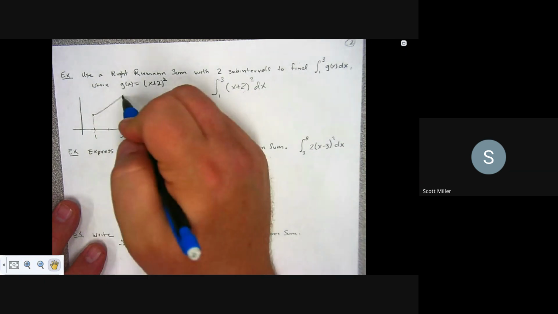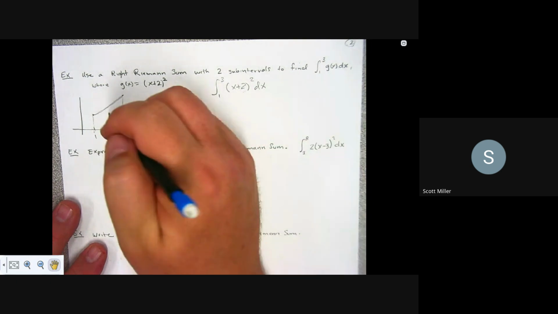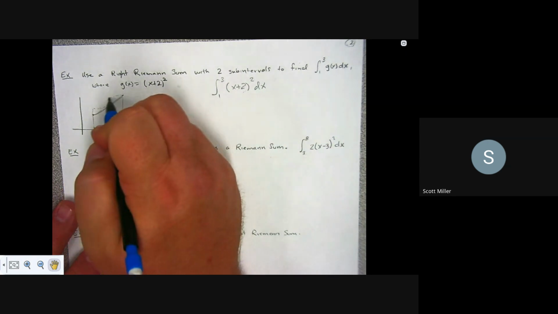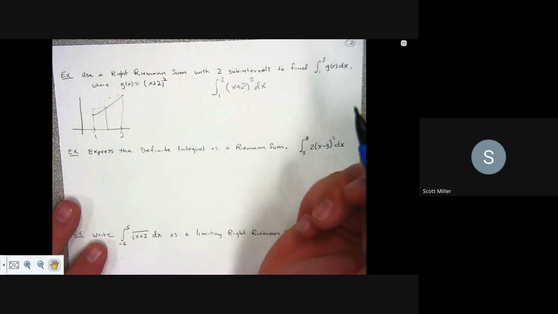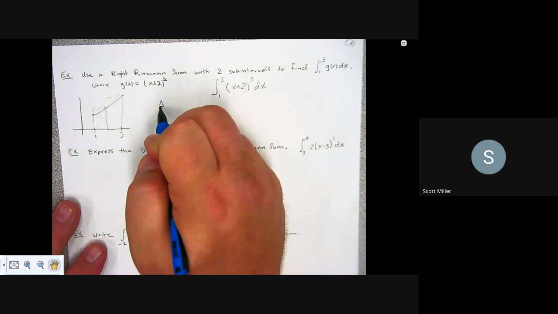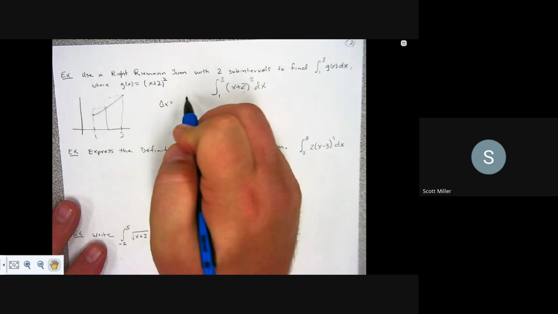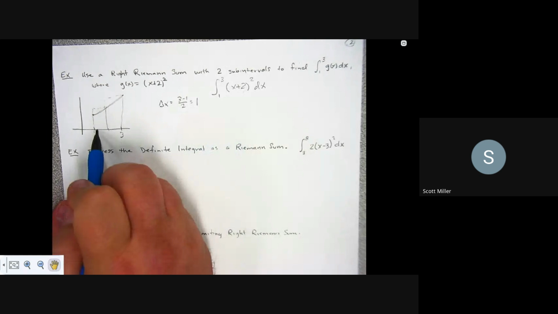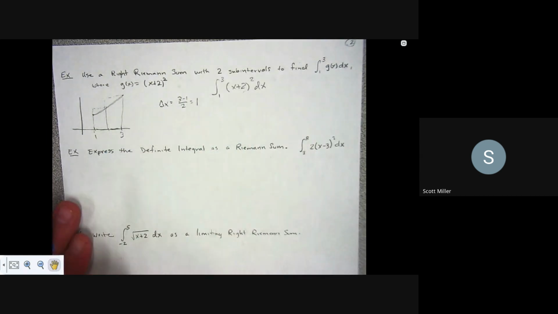Two subintervals means I'm going to have that. A right Riemann sum is this rectangle going over this way for an approximation. So our delta x is going to be 3 minus 1 over 2. This gave me the width of 1. That's how I knew it was going to be a width of 1.